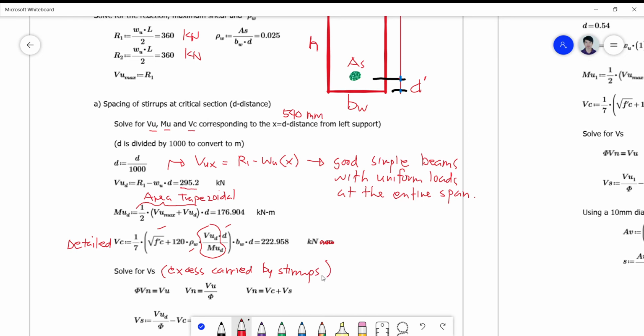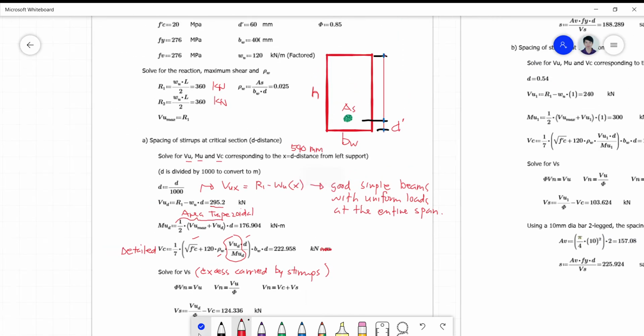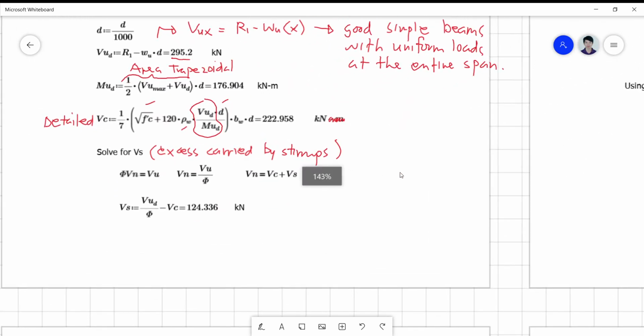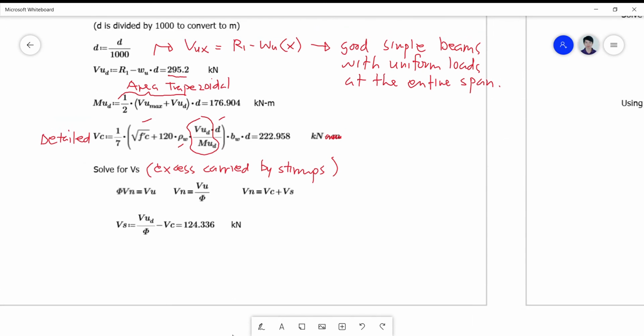So for your design criteria, your phi Vn is simply equal to Vu. This is actually the least criteria you can have for a safe design. Okay, so this is a criteria you need for a safe design. Taking note that Vn here can be solved using Vu over phi, where Vn is equal to the contribution of your concrete and the contribution of your steel.